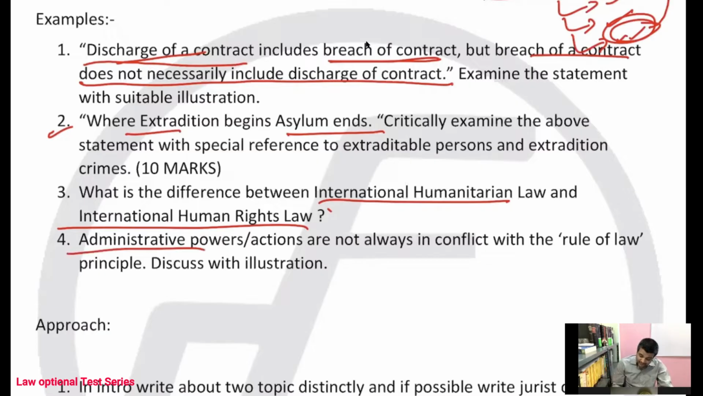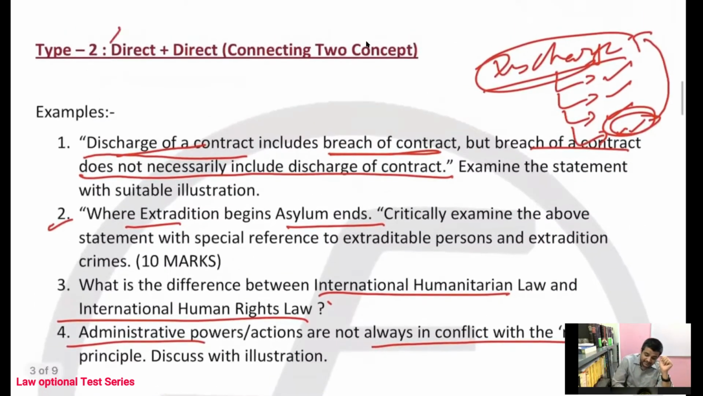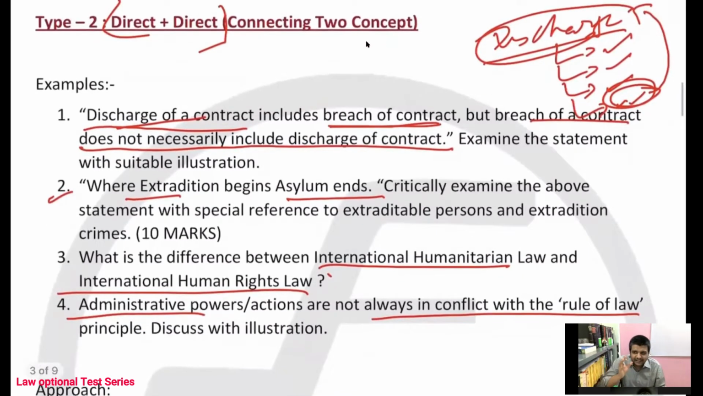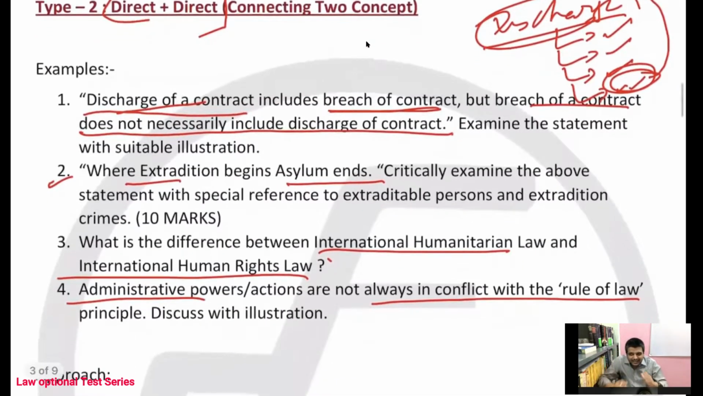administrative power or action are not always in conflict with the rule of law. So rule of law is a distinct concept and administrative law is a distinct concept. So you have to explain the interlink between the two. That is what I am telling you, direct plus direct. Two concepts together. You have to identify that this comes at least close to a type 2 question, at least close to a type 1 question.